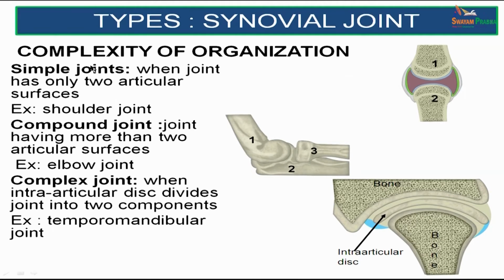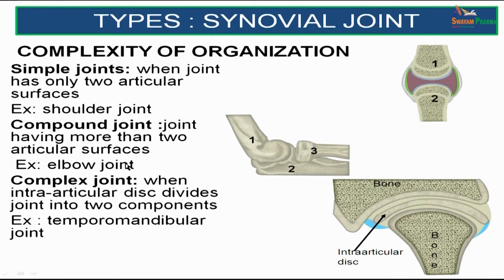Simple joints are those when the joint has only two articular surfaces. So, if we look at this picture of a joint, there are two articular surfaces. This is a simple synovial joint. Example, shoulder joint. Then compound joint. It is a joint which has more than two articular surfaces. So, looking at this picture, we can see one bone, then we can see another bone and we can see another bone. So, whenever we have more than two surfaces articulating, it is called as a compound joint.